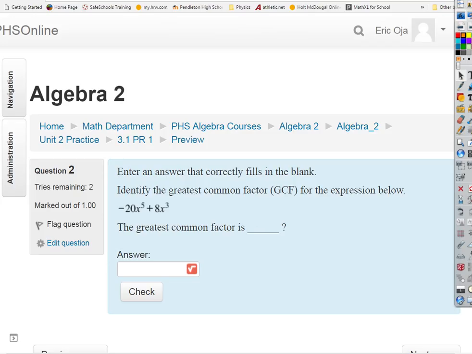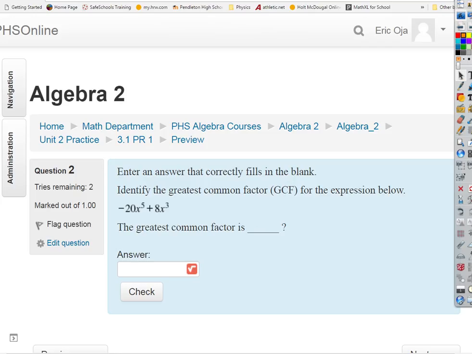Okay, what's the biggest number that goes into all those? Chase, what do you think? What's the biggest number that divides evenly into negative 20 and 8? 8, I guess. 8 goes into 8. Does 8 divide into 20 evenly? Doesn't, does it? So, anybody got a different suggestion? 4. 4, okay, 4 goes into both, right?